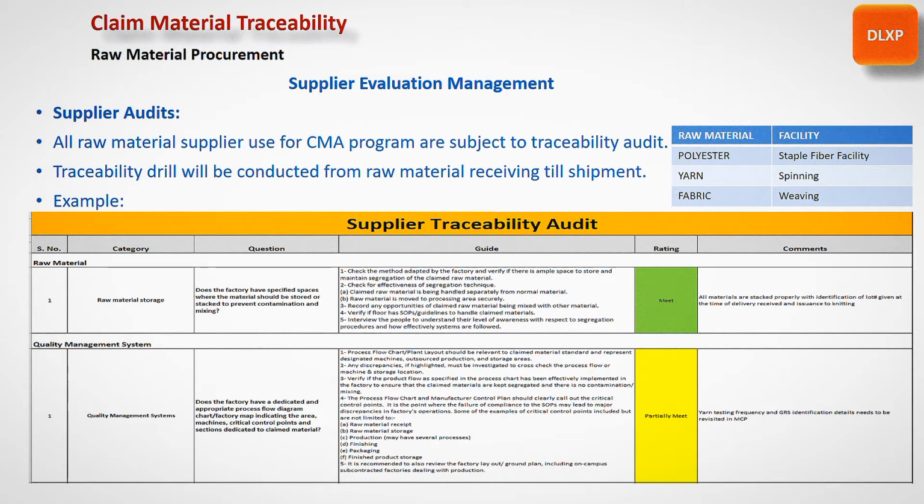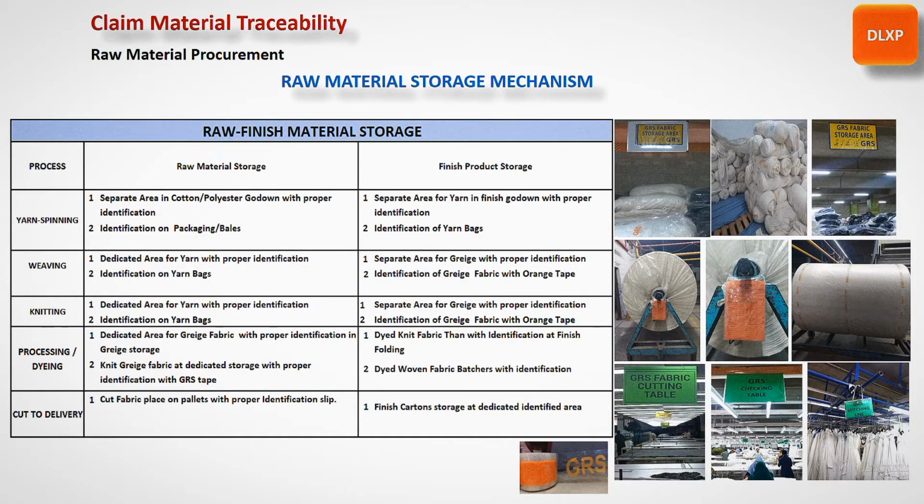So these are the reports I mentioned. Here the third part is the raw material storage mechanism, how the products are stored in your facility. The first column shows the process in the yarn spinning section. The spinning section is a separate area for cotton and polyester, with proper identification and packaging of bales, and the finished product storage is a separate area for yarn and finished goods, with proper identification on yarn bags. The same applies in weaving, knitting and processing.